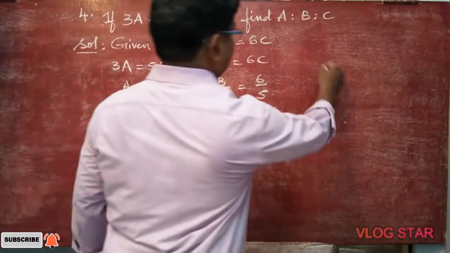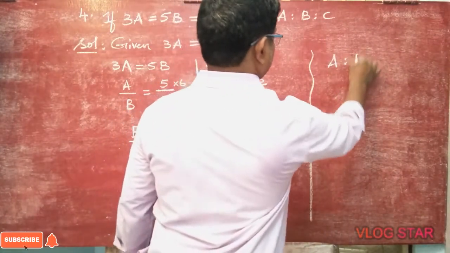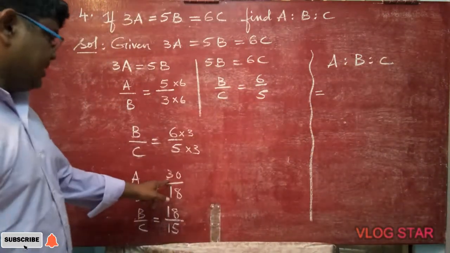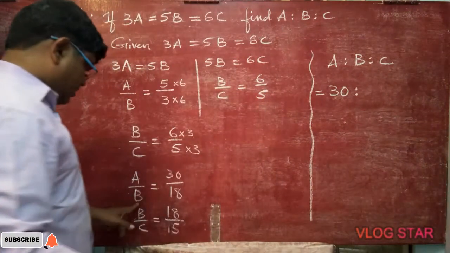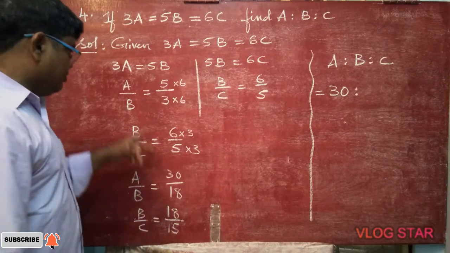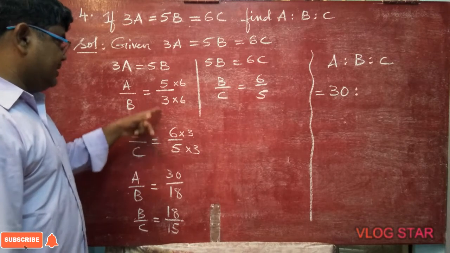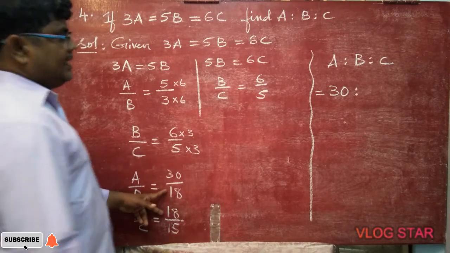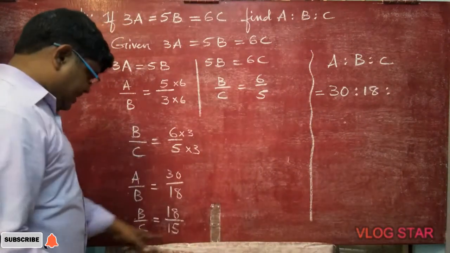They told to find A is to B is to C. A is how much? 30. B is how much? Anything you can take, because both are the same only. Here B is 18, here also B is 18. Before, we can't take, because here 3 is there, here 6 is there, so 6 and 3 are separate. B is equal to 3 and B is equal to 6. But here the values became the same. So B is 18, and what is C?